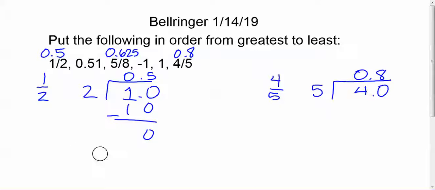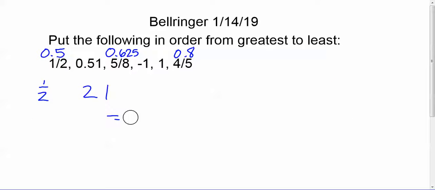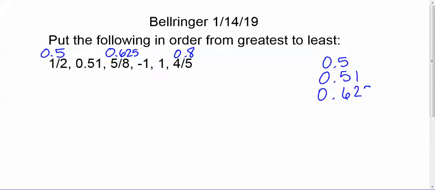So another thing I want you to do is some kids actually struggle with comparing decimals. So we have 5/10 compared to 51/100 compared to 625 thousandths compared to 8/10 here. So we can add zeros after a decimal place and we're not changing the value.